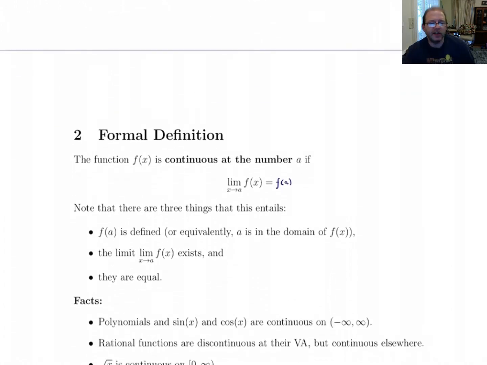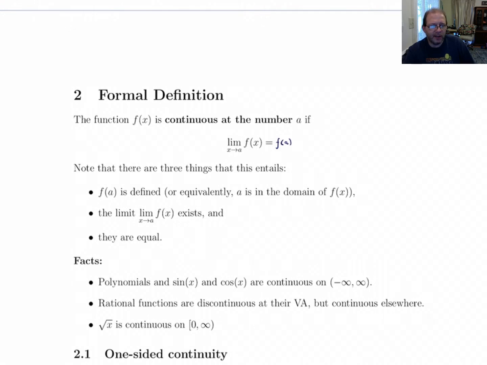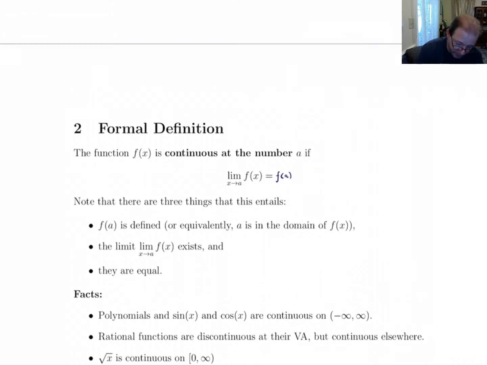So the formal definition says that f of x is continuous at a if the limit as x goes to a of f of x is equal to f of a. And there are three things that this entails. f of a is defined. The limit of the function as x approaches a exists, and both of those things are equal. So let's go back up to that second example and see which of those three things goes wrong at each one of those places.